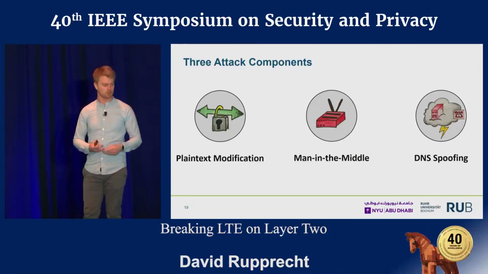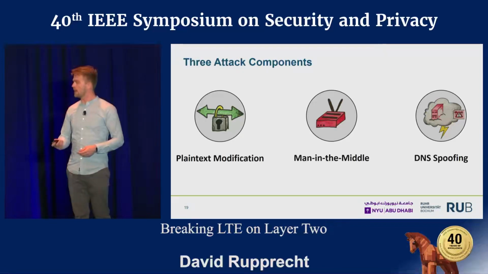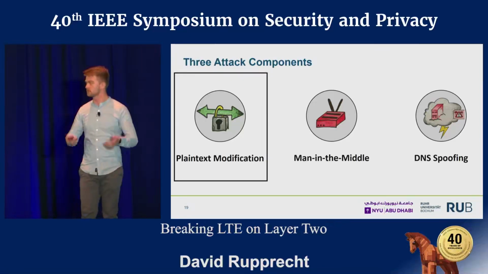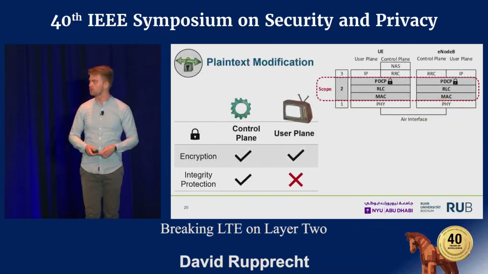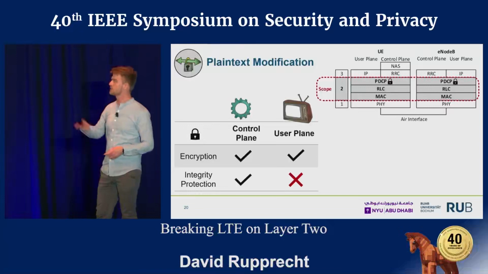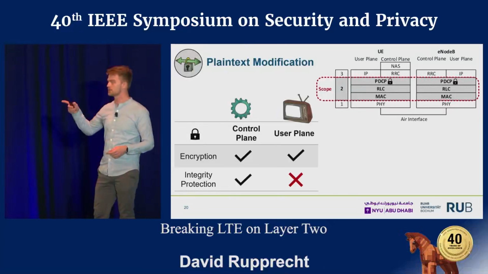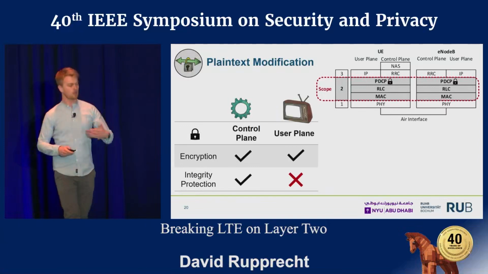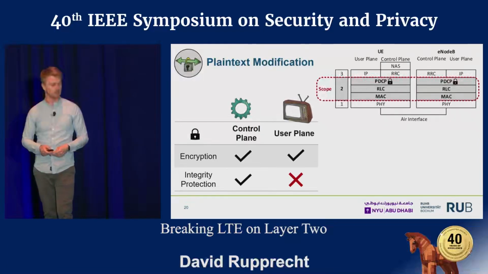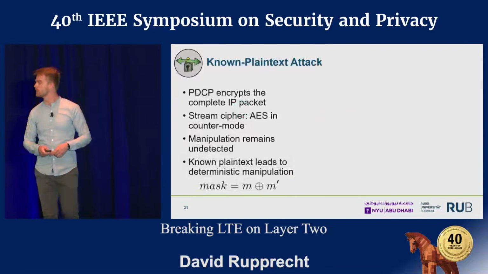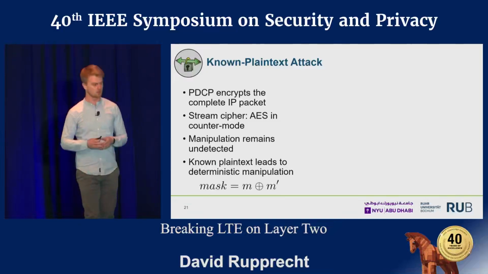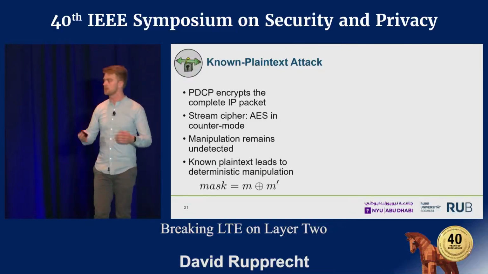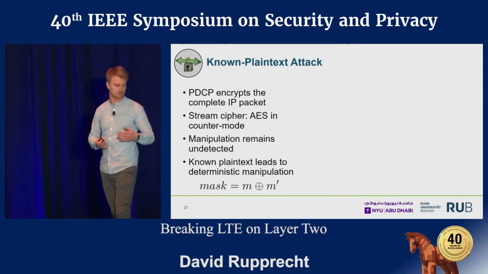And one example of this is DNS spoofing. I want to first introduce you to the plaintext modification in LTE. As I said earlier, there's no integrity protection for the user plane. And this happens on the PDCP layer. However, the traffic is encrypted. So we want to now look at how the traffic is actually encrypted in LTE, in particular for the user plane. We need to know that the PDCP protocol encrypts the whole IP packet. So there is no IP header left that can be used on the attacker's side.